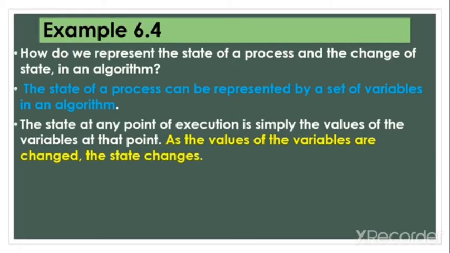So how do we represent the state of a process and the change of the state in algorithm? The state of a process can be represented by the set of variables in an algorithm. So, ஒரு process உடைய status fully depends on the value of the variable, set of variables. ஒரு programல நம்ம data கண்டிப்பா input தேவை. எந்த ஒரு problem நம்ம solve பண்றதா இருந்தாலும் we need a input. இன்புட் என்னவா இருக்கும்? டேட்டாவா இருக்கும். அந்த டேட்டாவை நம்ம எங்க ஸ்டோர் பண்ணுவோம்? வேரியபிள்ல ஸ்டோர் பண்ணுவோம்.